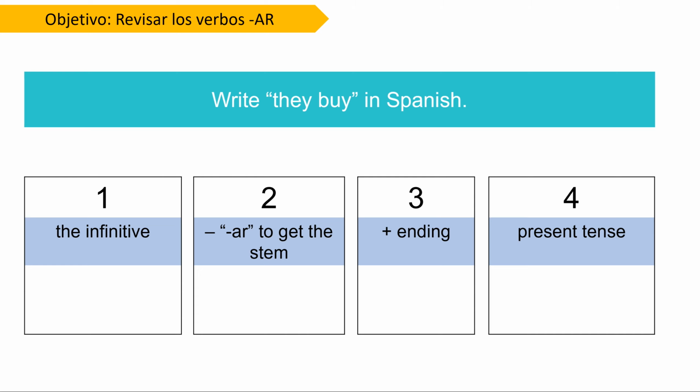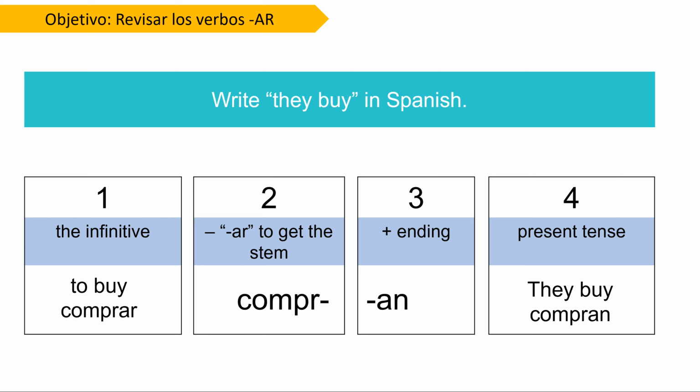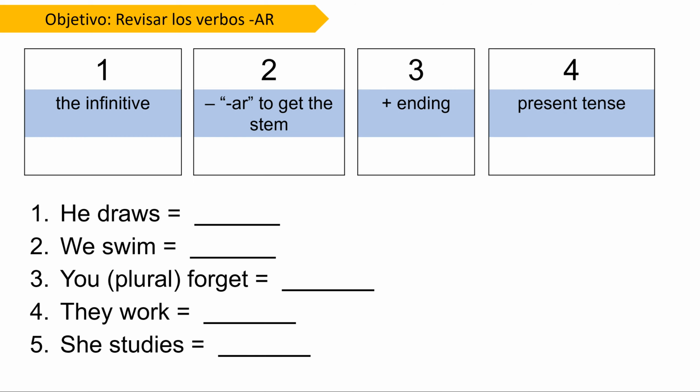Second one, they buy. So pause the video for a second, try to work your way through this and then check your answer. So your infinitive, they buy. Sorry, the infinitive to buy is comprar. I take off the AR to get my stem, which is compr. I add my ending. The ending for they is o, as, a, amos, áis, and the ending is an, compran. So compran, they buy. Okay?